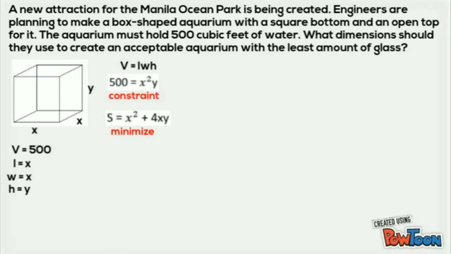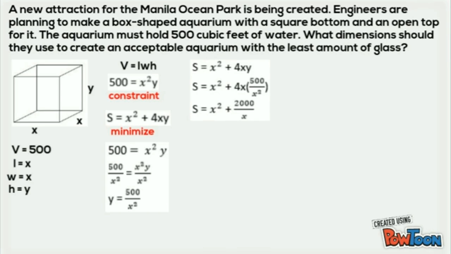For the next step, we need to write s in terms of one variable. To do this, we need to rearrange the constraint and plug it into the equation we want to minimize. We need to isolate y by dividing both sides by x squared to get 500 divided by x squared. We are going to plug this into the surface area function and simplify. And we get s equals x squared plus 2000 divided by x.